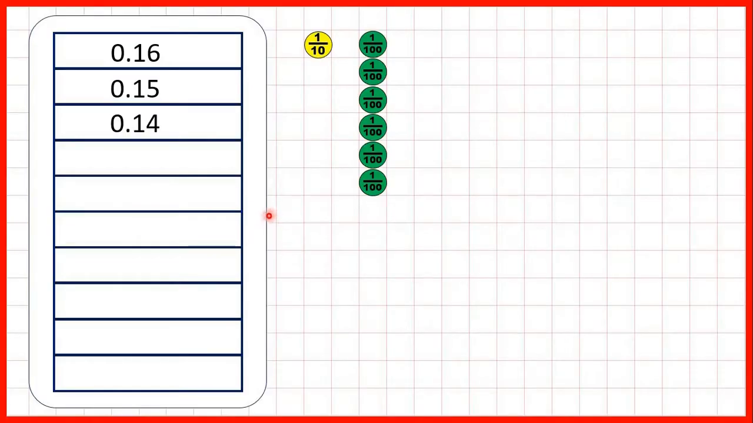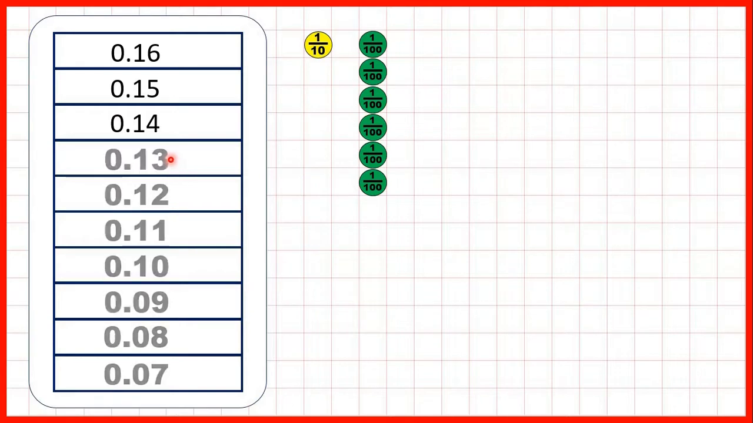Now let's practice counting backwards in tenths or hundredths. So first we have 0.16, 0.15, then 0.14. So what are the next 7 numbers in this sequence? Well, we can see that we're counting back in hundredths because it's the hundredths digit that's changing.